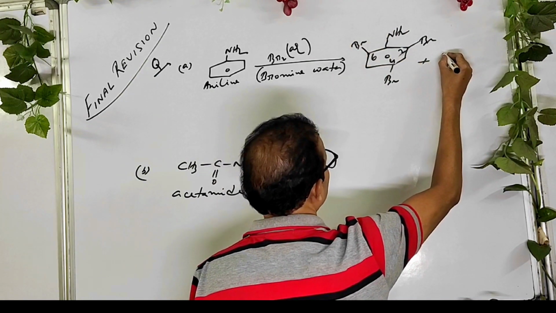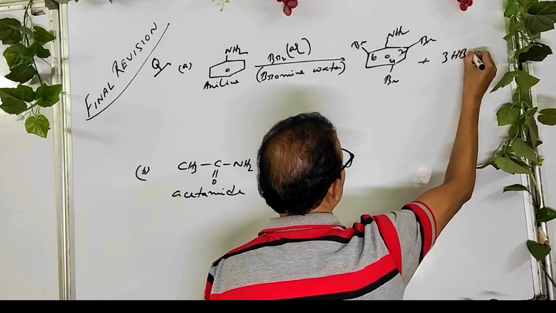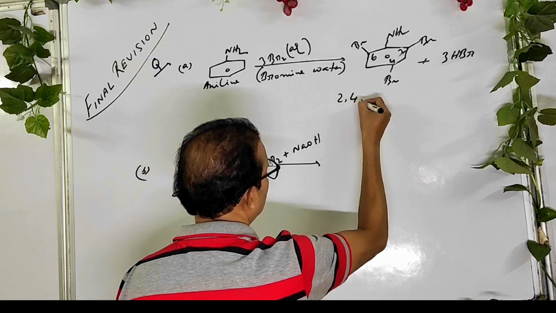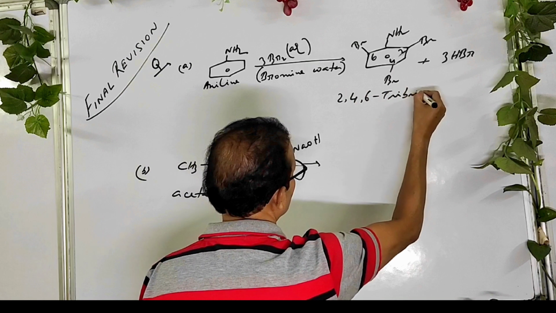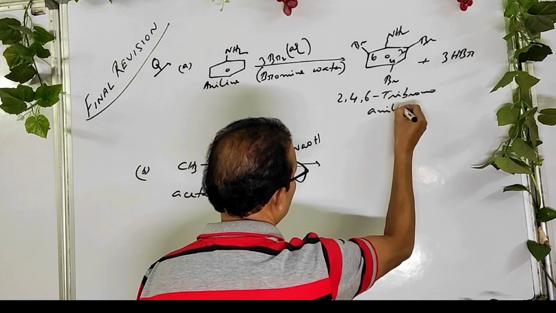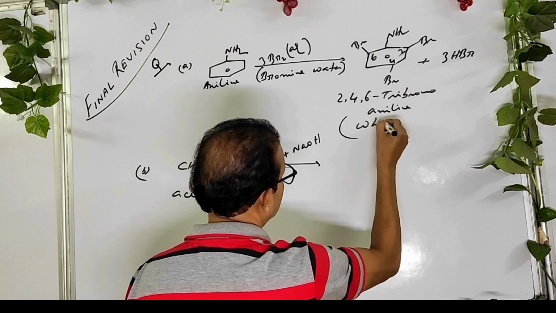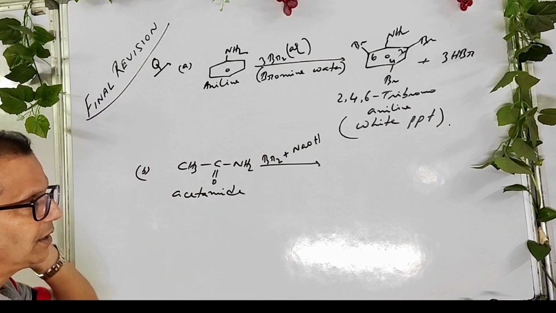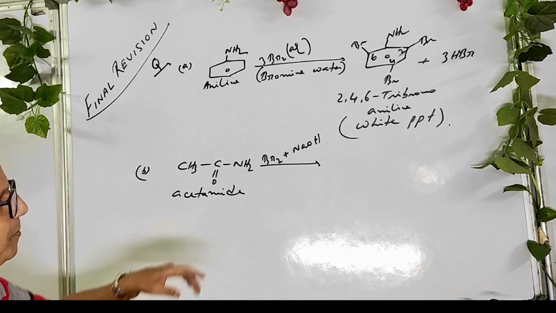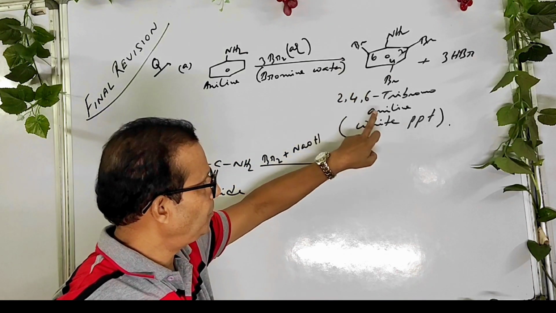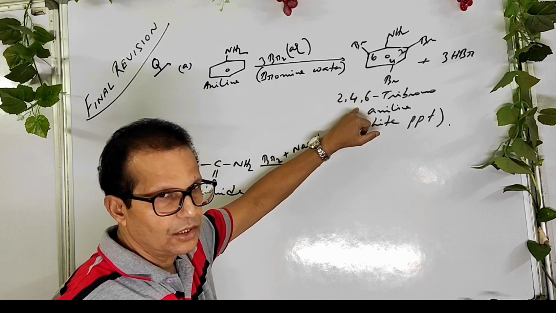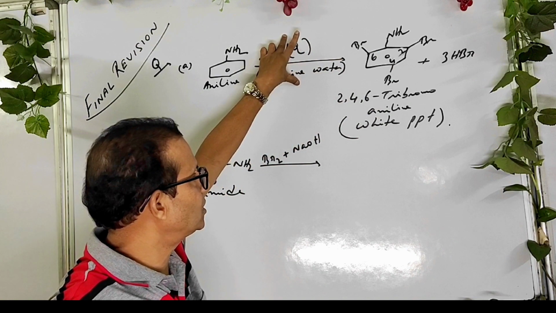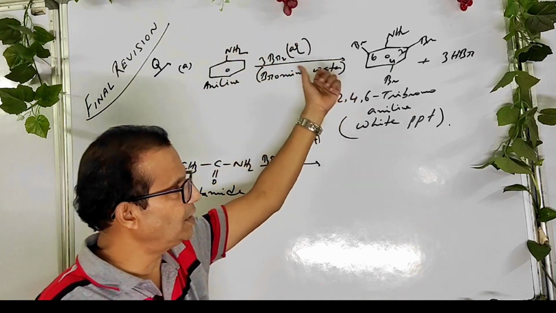plus a side product, 3HBr. So put 3 here. It's called 2,4,6-tribromoaniline. It is a white precipitate. So remember, during any reaction, if precipitation occurs, the reaction is an example of an identification test. So the bromine water reaction is the best identification test of aniline.